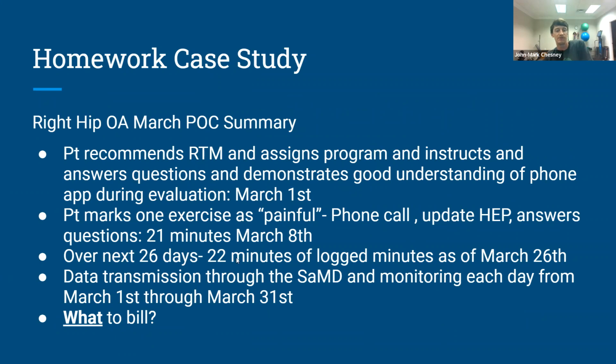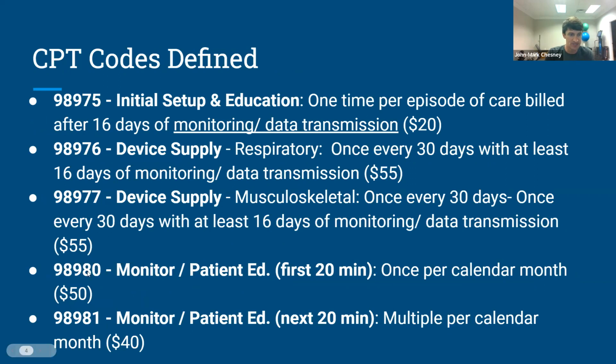So that's a total of 43 minutes in the month of March. That would satisfy 98980. Back to our definition: 98980, the first 20 minutes would be the first charge. And then the second set of 20 minutes, from minute 21 to 40, is 98981. So that is correct. And then the device rental.